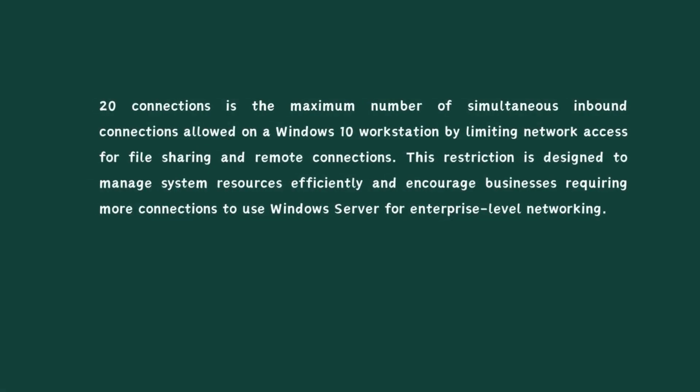20 connections is the maximum number of simultaneous inbound connections allowed on a Windows 10 workstation, limiting network access for file sharing and remote connections. This restriction is designed to manage system resources efficiently and encourage businesses requiring more connections to use Windows Server for enterprise-level networking.